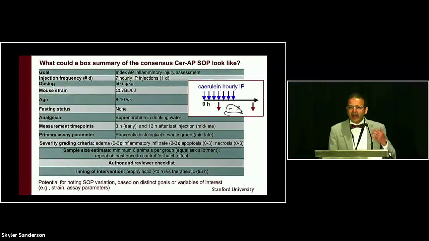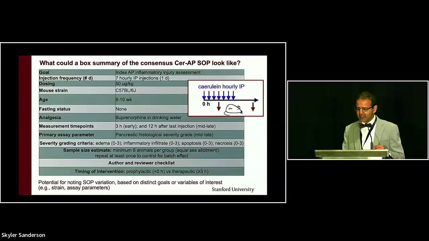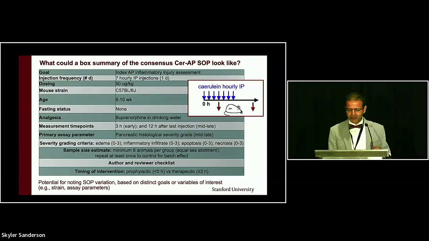To envision the value of this collective, here's a hypothetical box summary of the consensus cerulein AP and what it could look like. This is hypothetical. This is not the final. We haven't even started. But if you asked me just on the spot, this is what it could look like. And imagine how useful that would be.